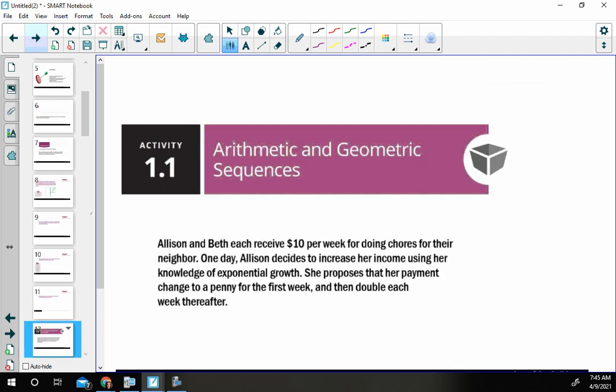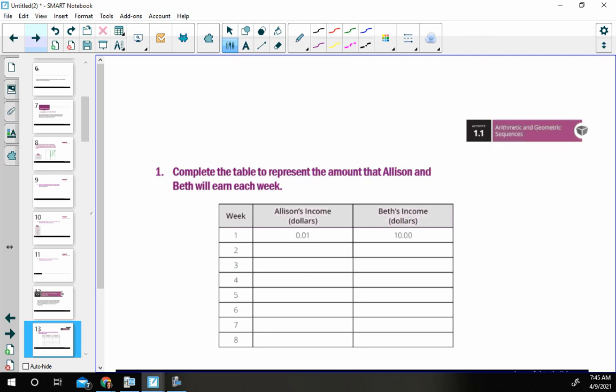All right, so let's go into an actual example here. It says Allison and Beth each receive $10 per week for doing chores for their neighbor. One day, Allison decides to increase her income using her knowledge of exponential growth. She proposes that her payment change to a penny for the first week and then double each week thereafter. So in week 1, Allison is adding a penny, and Beth will add $10. In week 2, how much will Allison be adding? She should be adding 0.02, while Beth will still be adding 10.